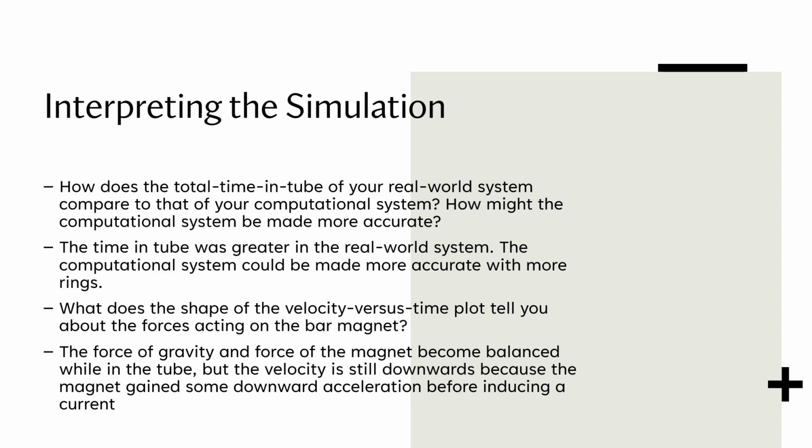The time in the tube was greater than in the real world system. I think that if we added more rings, the system would be more accurate. And the force of gravity and force of the magnet became balanced while in the tube, but the velocity slipped downwards because the magnet gained some downward acceleration before inducing a current.